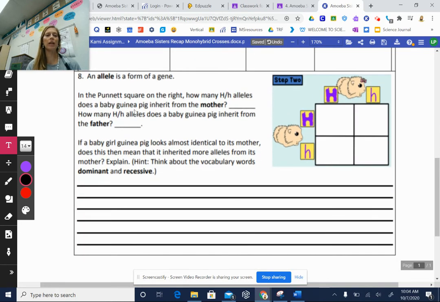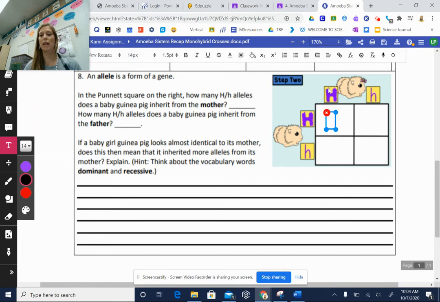Then when you come down here, it asks you in the Punnett square on the right, how many H alleles come from the mother and how many come from the father. Of course, you have to put these answers in for yourself, but remember, the baby's always getting one from the mother, one from the father. That's how this works over here with the Punnett square. So if I put this in, I'm going to bring down this big H, and I'm going to bring this big H over here. Then I'm going to do this side.